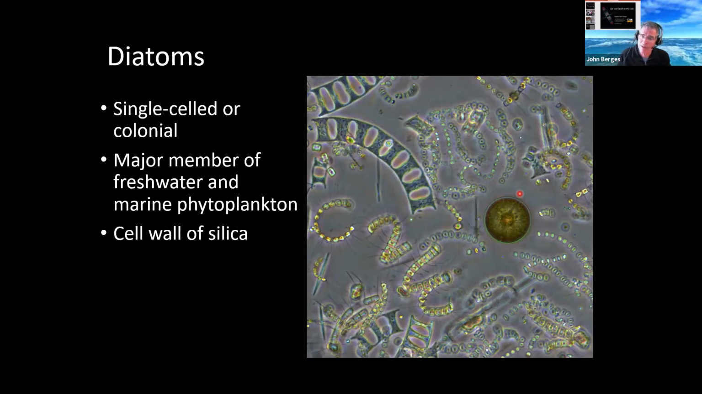And so if you've ever seen a petri dish in microbiology, those little glass dishes in which we grow bacteria, well, that's pretty much the way they structure their cell walls. You've got little petri dish plates that fit together, and that's how they make their cell walls. So an organism making its cell wall out of glass, making a little glass house for itself.